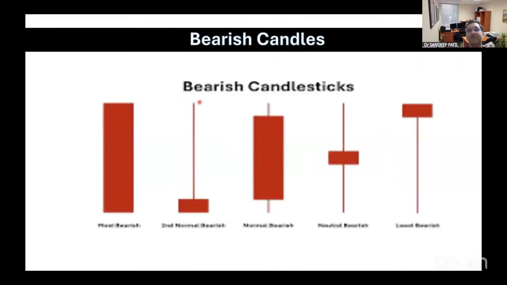Similarly, you have bearish candlesticks. So this is the most bearish. No buying happened in this day, open and close, no buying at all. Here, this is the second most bearish, where the price started and went up, and then the sellers came and took the price below the opening. So this is the second most bearish candle, and these are the medium bearish candles.